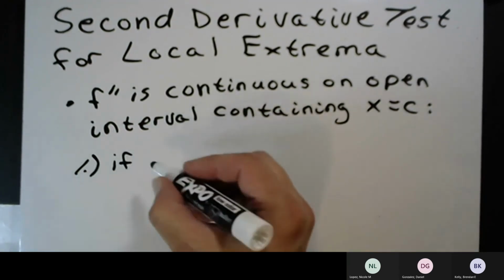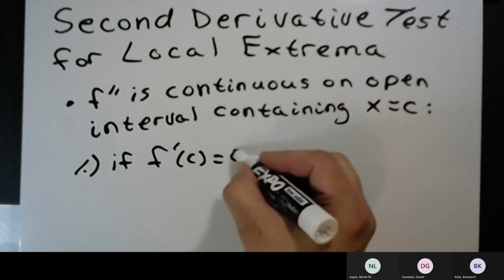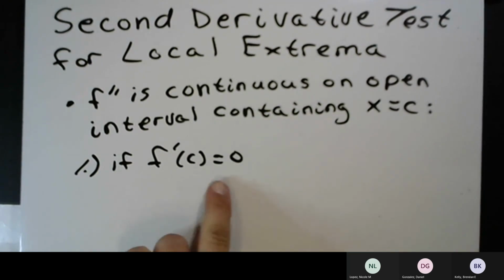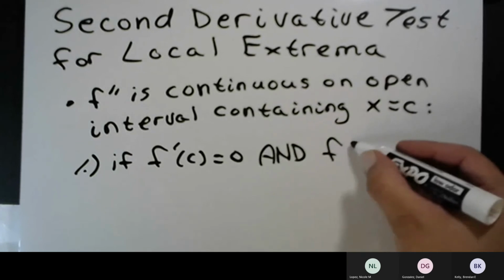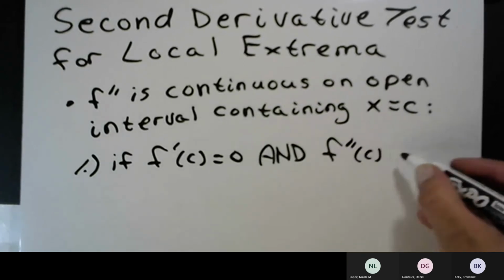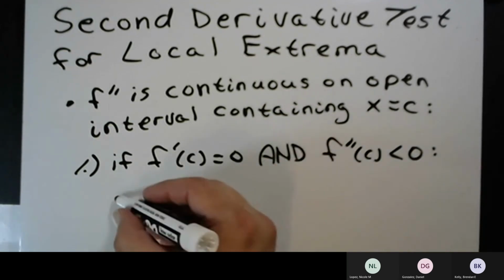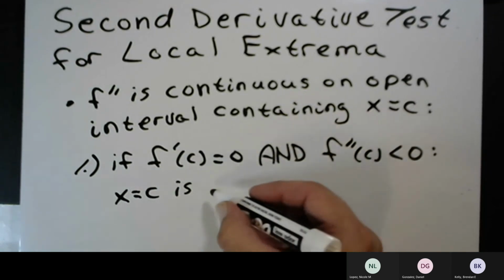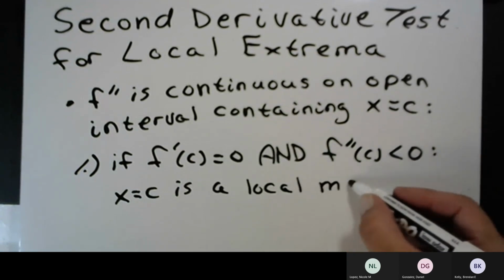So if f prime of c equals 0. Now remember, f prime of c being 0 means that we have a horizontal tangent line. You get that at a minimum or at a maximum. And f double prime of c is less than 0, then x equals c is a local max.